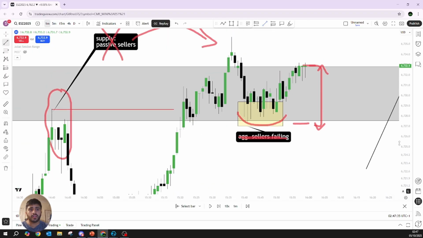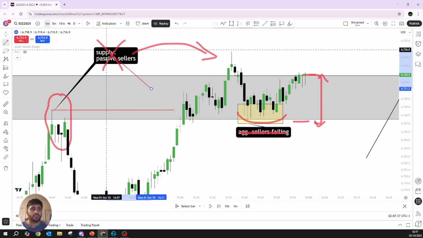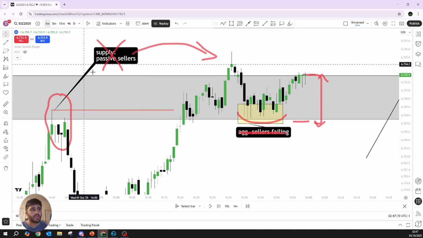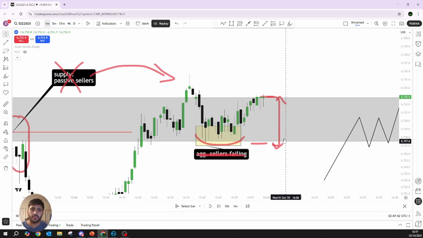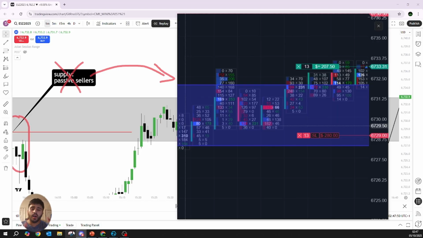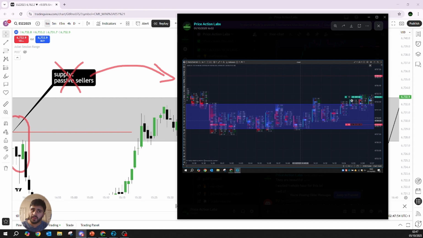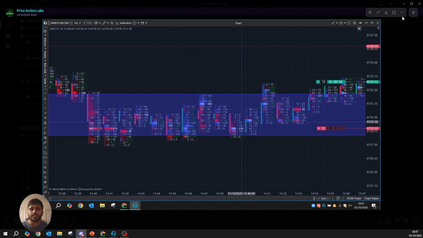Also, if you remember earlier, we had passive sellers over here as well. These passive sellers failed, these aggressive sellers failed. If aggressive sellers fail and passive sellers fail, there's only one other option, which is to look for longs, right? So again, my entry came after I saw aggressive sellers failing and we broke above this level. By breaking above this level, it shows us that the previous passive sellers have failed, that these aggressive sellers have failed. So the entry comes when we break above the level.